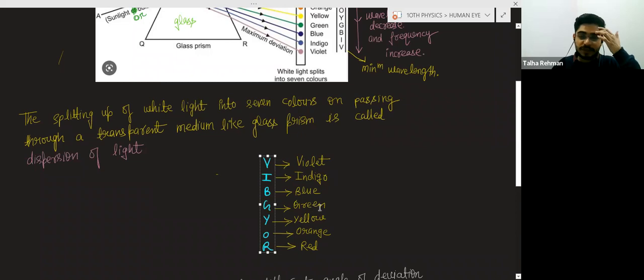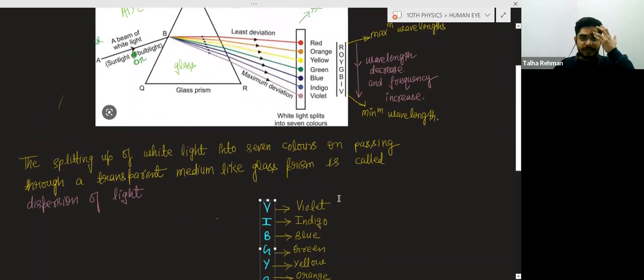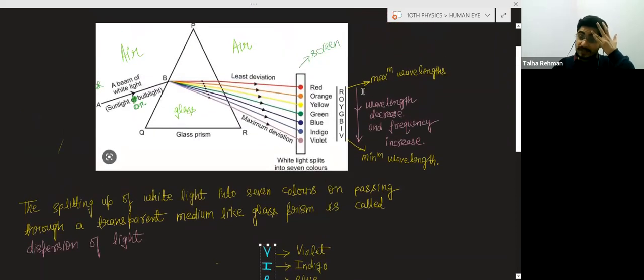Violet, indigo, blue, green, yellow, orange, and red. So basically, when you are moving from red to violet color, the wavelength is decreasing and frequency is increasing. So violet color has the minimum wavelength and red color has the maximum wavelength. That is why this red color is least deviated.